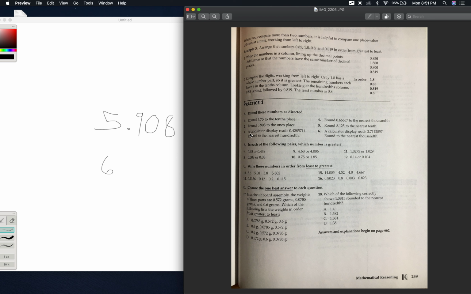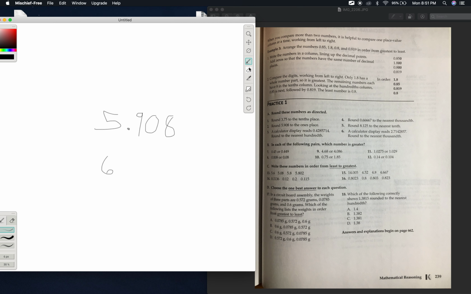Okay, so a calculator display reads 0.4285714. Round to the nearest hundredth. Okay, so remember, a hundredth, since it's TH, we know it's to the right of the decimal. So 0.428. Sorry, excuse my sloppy writing. I'm using a mouse for this.